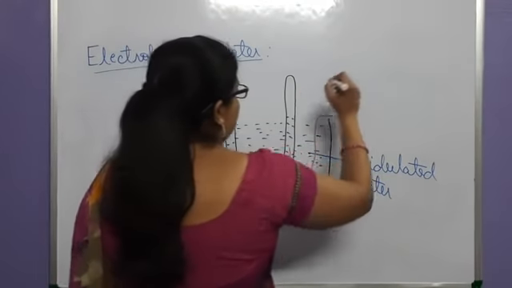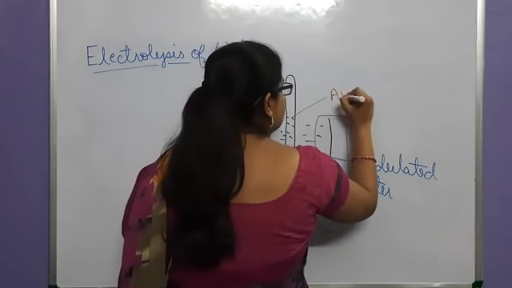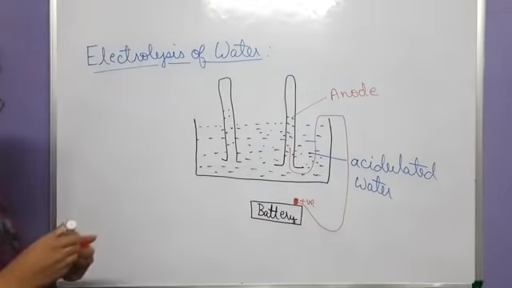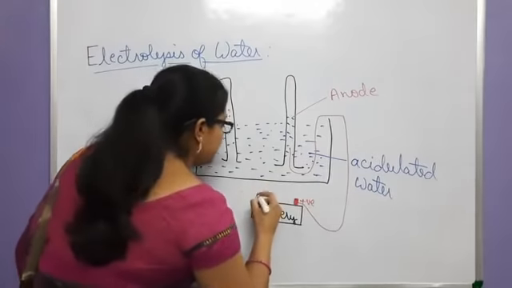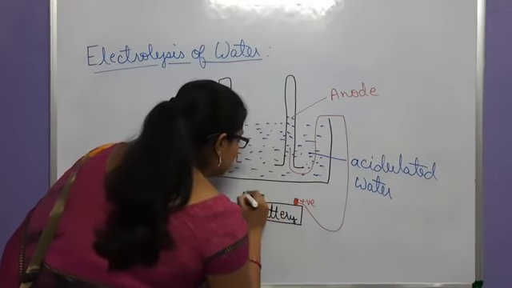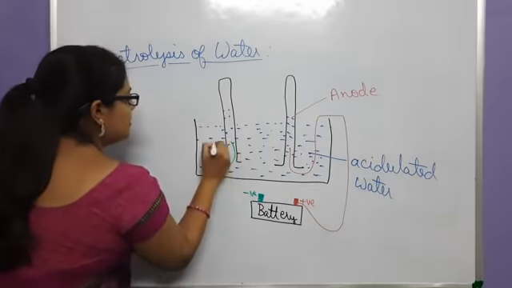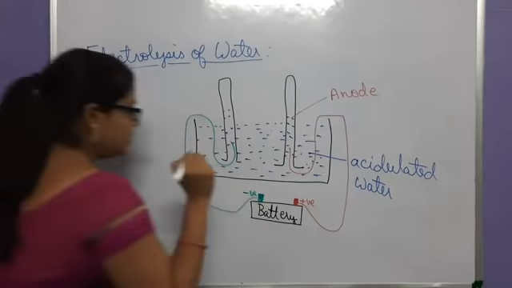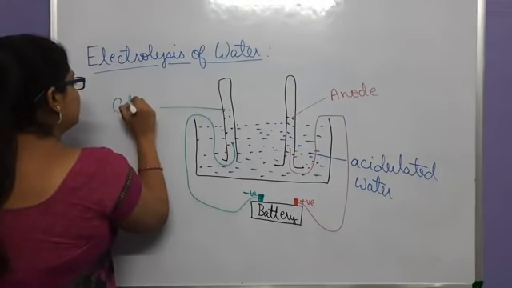So this electrode will be the anode, the positive electrode. The next terminal will be the negative terminal. Now one wire will be drawn from here, and it will join to the negative electrode, that is the cathode. This is the cathode.